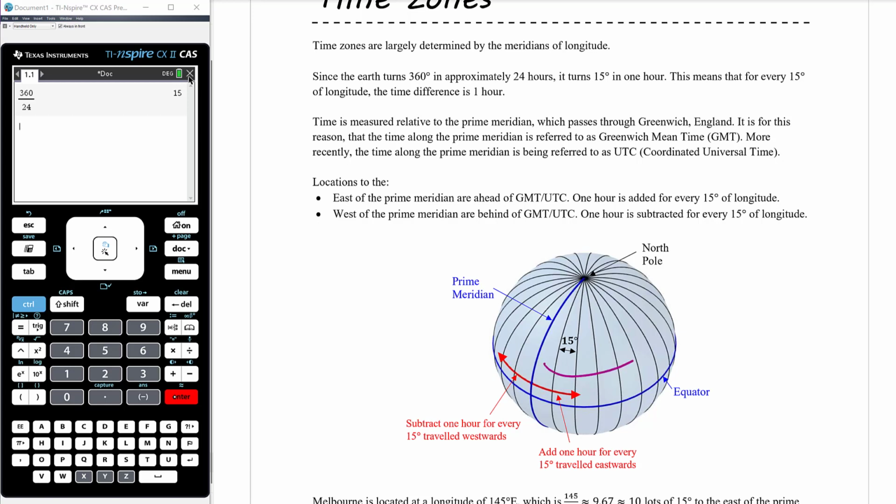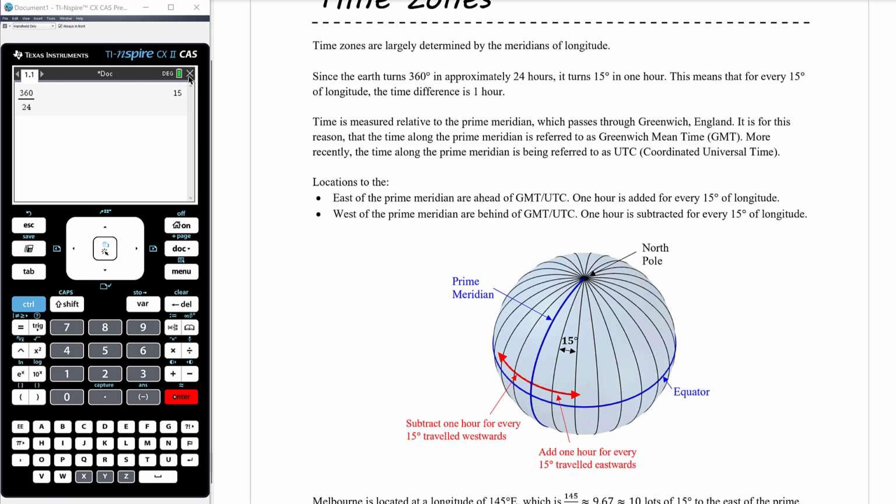Locations to the east of the prime meridian: if we're at the prime meridian and we go east around this way, thinking about the prime meridian being in London, that would be moving across Europe and heading around in an easterly direction. 1 hour is added for every 15 degrees of longitude. If you are east of the prime meridian, you are ahead of the prime meridian. In Australia here, we are quite a long way east of the prime meridian, and so we are quite a long way ahead of GMT or UTC.